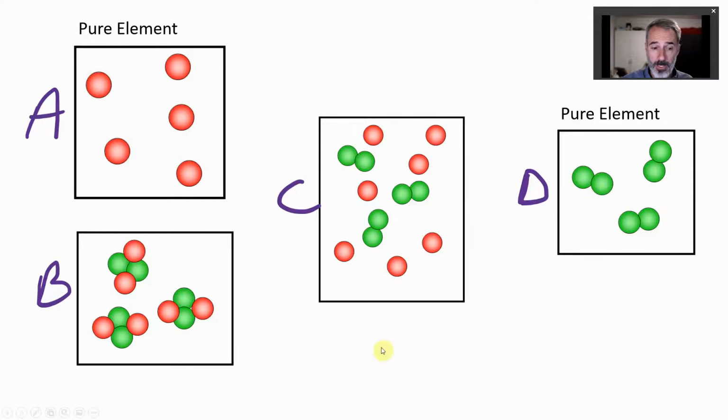Okay, well, if compounds have mixtures of types of atoms, only B or C is actually a pure compound. Which one do you think is the pure compound and why?